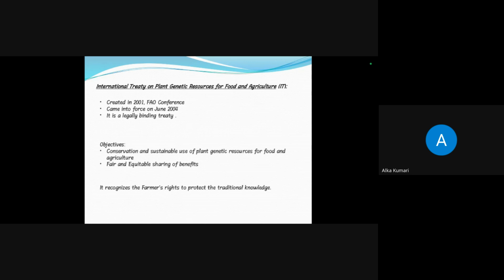So after 1995, many negotiations happened with regard to the Food and Agriculture Organization Conference. It adopted an international treaty on plant genetic resources for food and agriculture in 2001. It formally came into force in 2004, but the difference between the IU and the IT is that the IT is a legally binding treaty. It covers all plant genetic resources relevant for food and agriculture. And it also makes some harmony with the Convention on Biological Diversity.